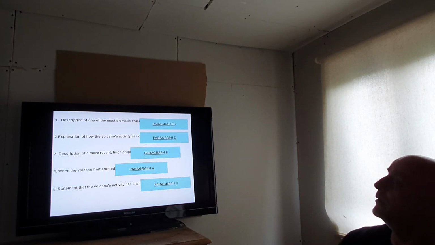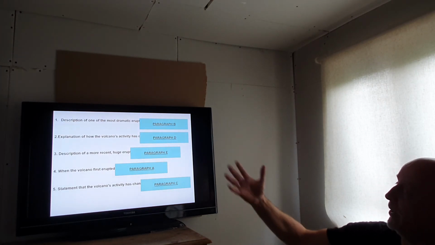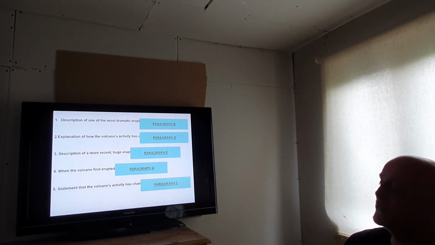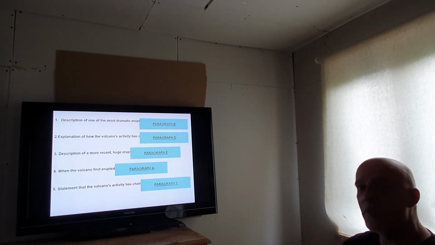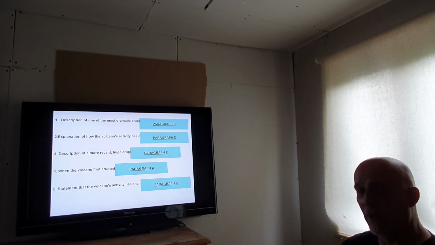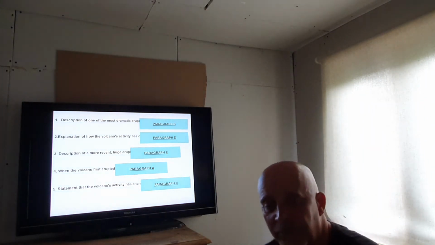So number 2, explanation of how the volcano's activity has changed, paragraph D. And each of these tells you which paragraph those numbered sentences give a summary of. And so that's your answers. I'm not going to talk any more about them now, so that you can just have a look at them and then you can practice that for your own exam. Thank you very much.